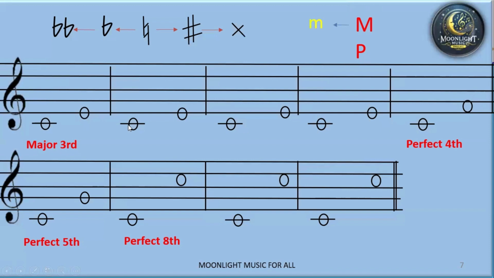Let's take the same example. C to E, major third. Now I'm going to lower it by one semitone. What happened? Major third becomes, yes, you got it, minor third. Easy.